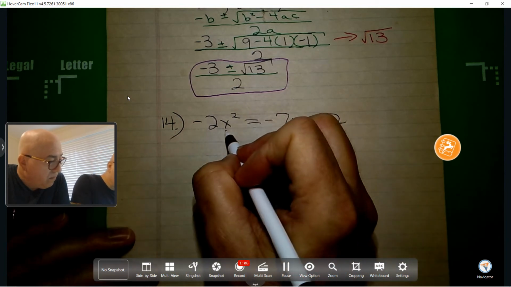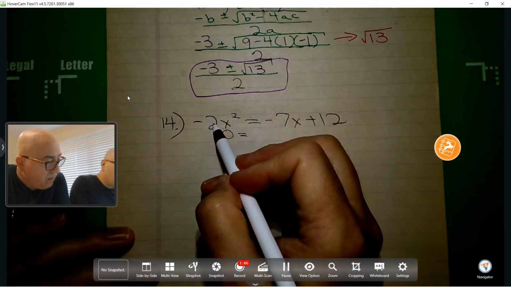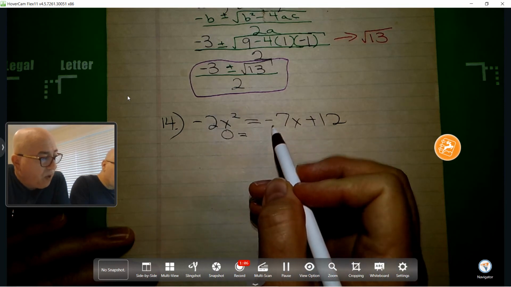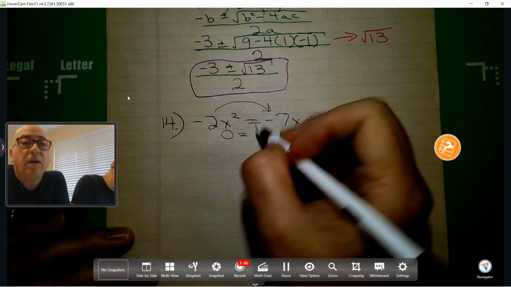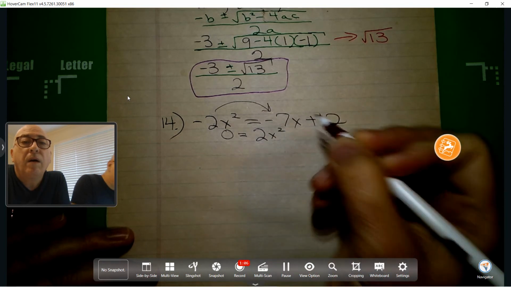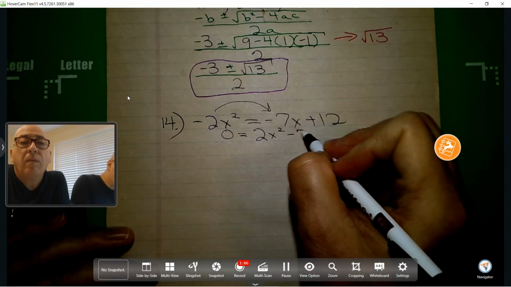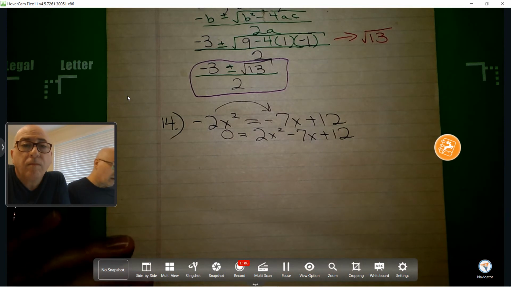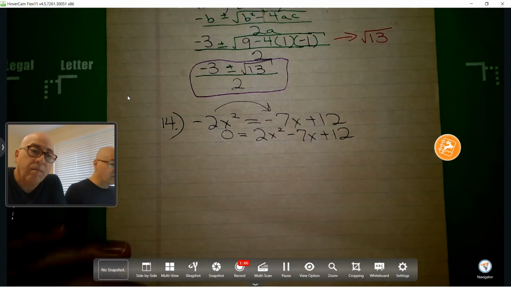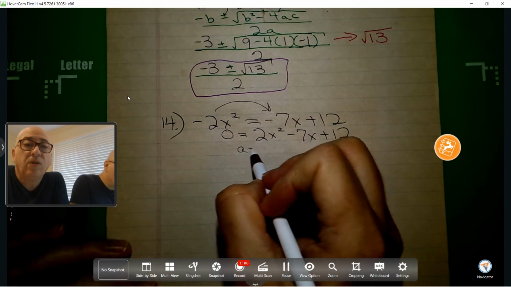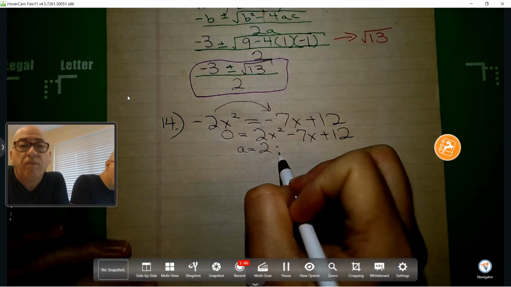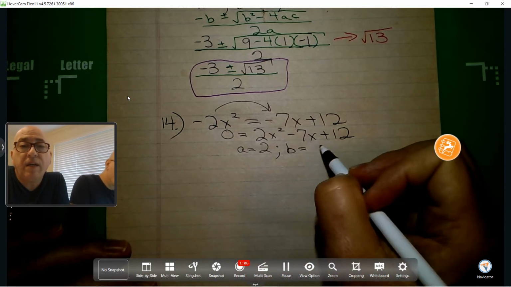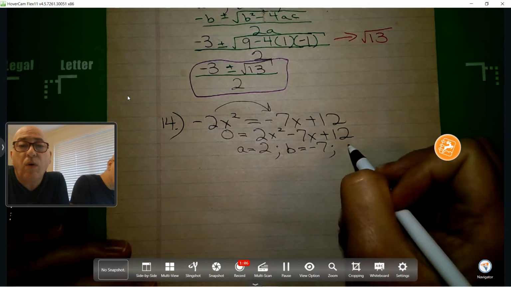I'll have the 0 on the left. That -2 will become a +2. Okay. I'll draw the little arrow the way Tony does it. Positive 2x squared, and I still have that -7x plus 12. And now identify our A, B, and C values. A is equal to 2, I agree. B is -7. Yes. And C is 12. Okay.